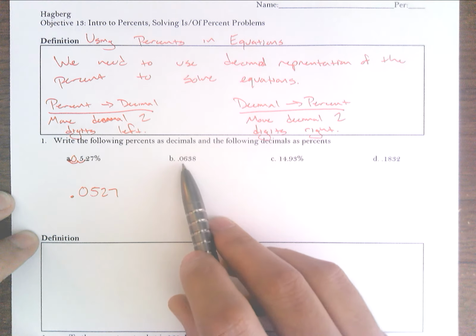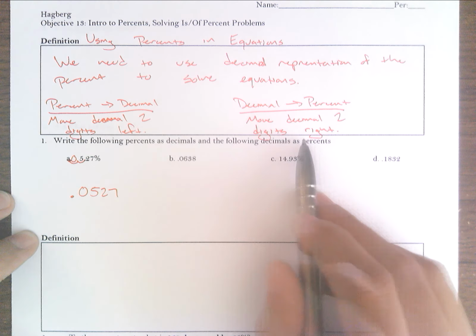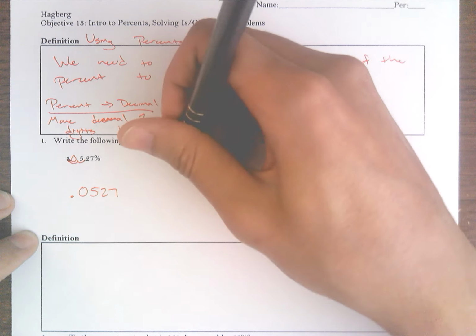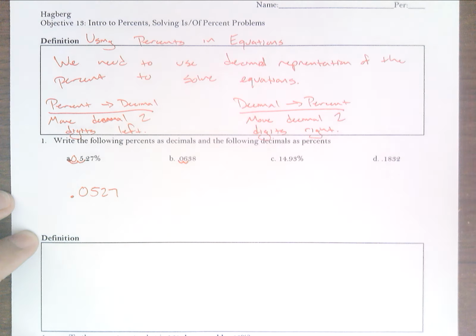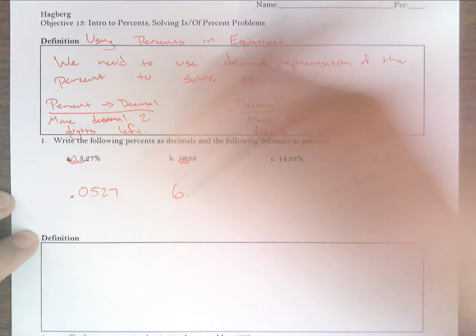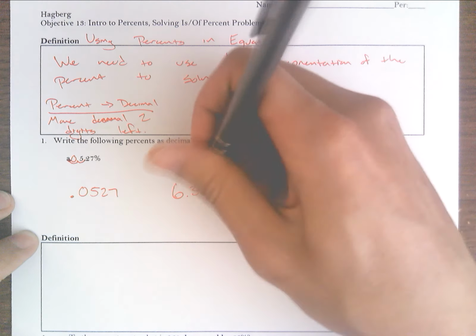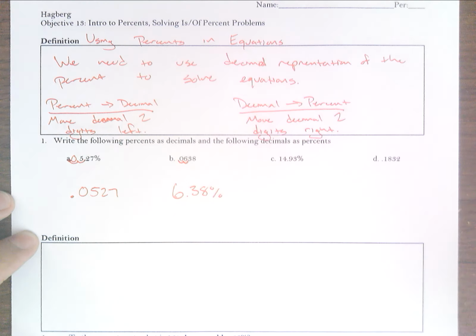Next up, we have this here. This is a decimal. We want this into percent. So we're going to move the decimal 2 digits to the right. So we're going to move that decimal 2 places to the right. And now we have 6.38%. So now it's a percent. So we have to include that percent symbol.